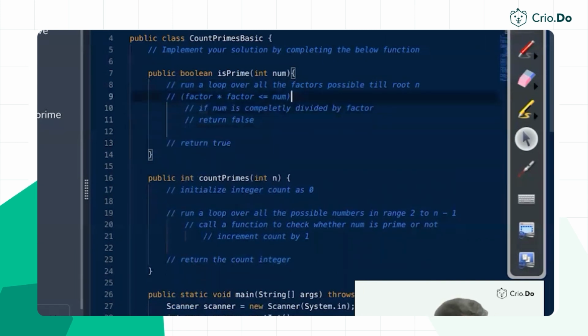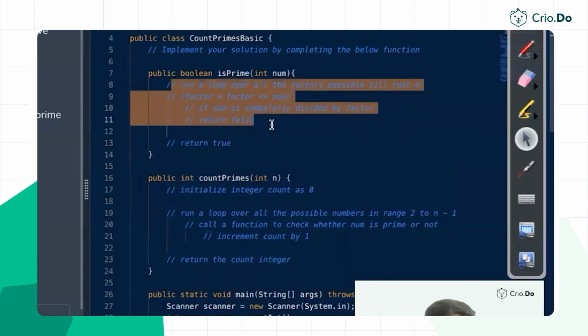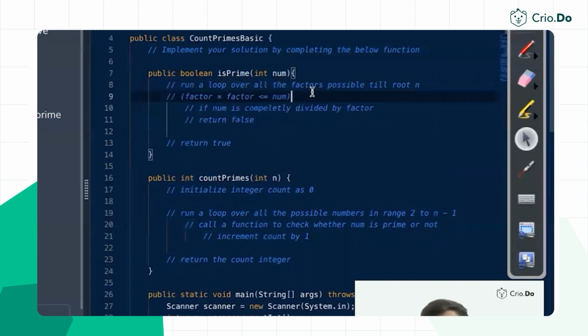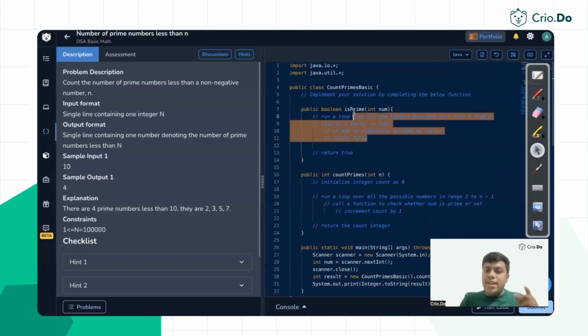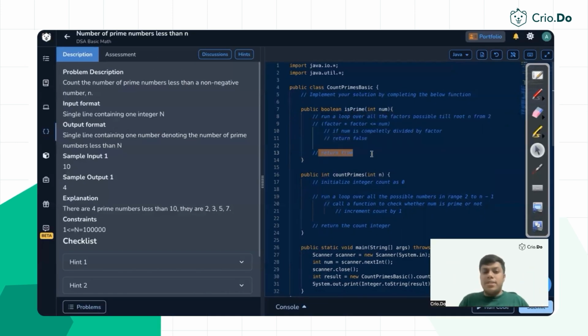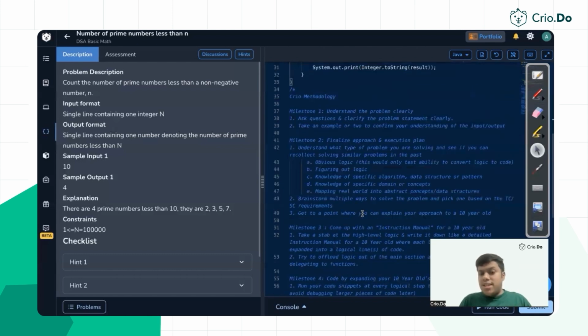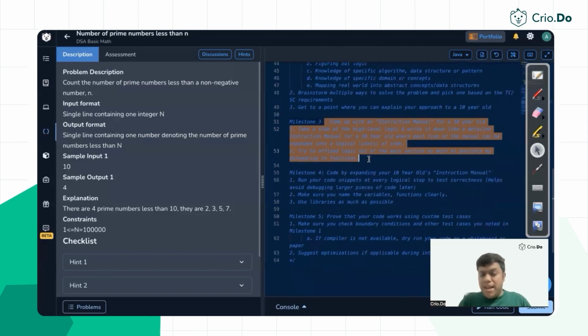So should we start this loop from 1? No, we should not start this loop from 1. We should start all the possible factors till root n from 2, because if we try to divide by 1, obviously every number will get divided by 1. So we will start searching for a factor from 2 till root n. If there is a factor, then the number is not prime, otherwise the number is prime. So this is the instruction manual which we came up with in milestone number 3.